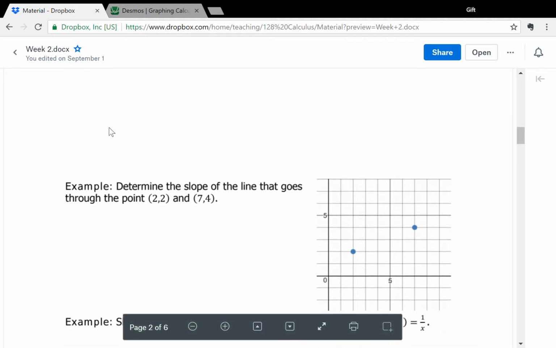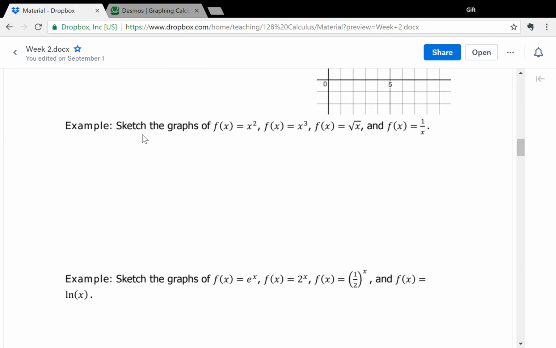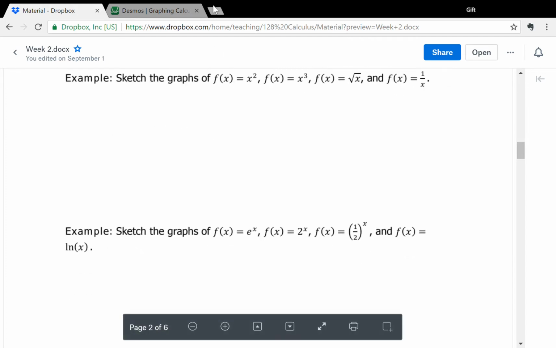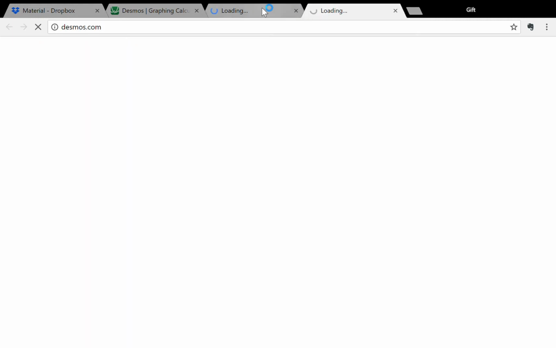Since I'm already here, let me skip the next example momentarily. Let me show you the graph of these. I'm just going to open a new tab to sketch the graph for the next set of examples.